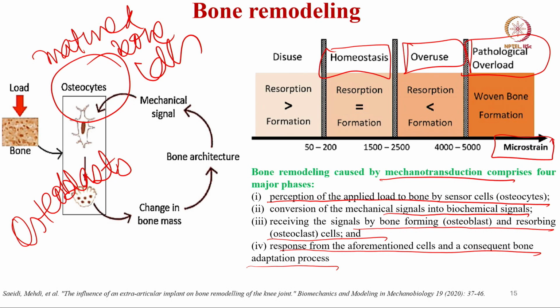So, bone remodeling is essentially favored when the microstrain in the neighboring host bone is within some range. As you see, if it is 50 to 200, resorption is greater than bone formation. In homeostasis, resorption is roughly equivalent to bone formation. In overuse, resorption is less than bone formation, and bone formation is even facilitated when it is more than 4000 to 5000 microstrain.